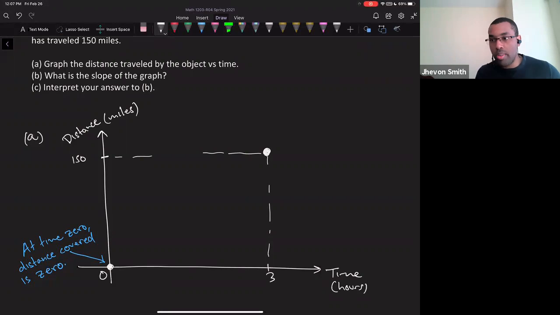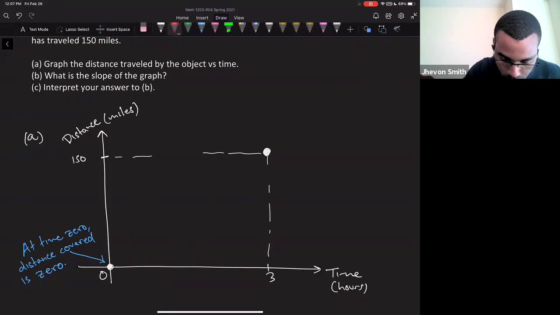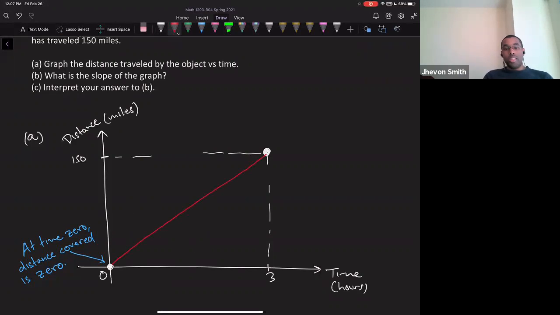Now I want to graph the distance traveled. Because this thing is moving at a constant rate, it's not speeding up or slowing down. There's no place in which it covers a lot more distance and then not as much in another. And so it doesn't do that. It's actually going to move like a straight line. So the distance graph would look like this. It's just a straight line segment.